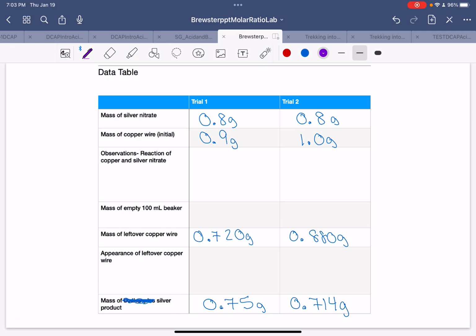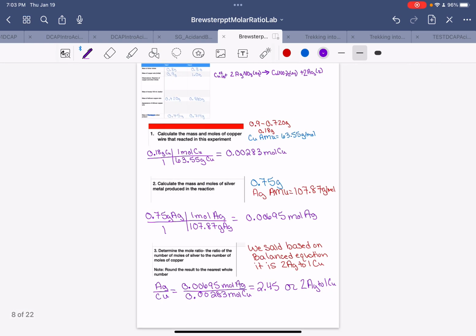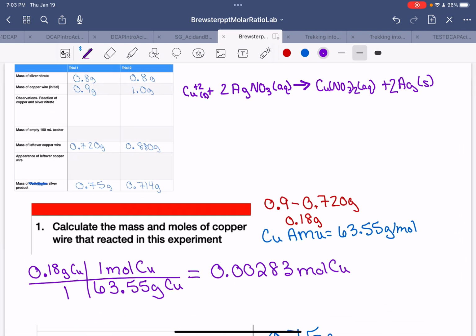I have a set of data here that I took from some students, and it looks fairly good. We've got it recorded with our silver wire, silver nitrate, and our copper wire, and so forth. So let's find out what we do with these numbers. On this page, I've got my data table up the top, and my balanced equation that we did together in class.